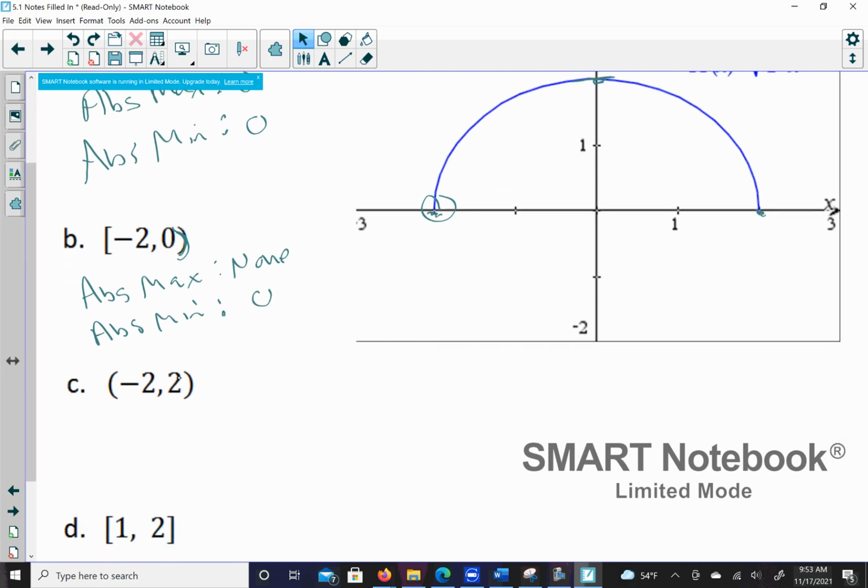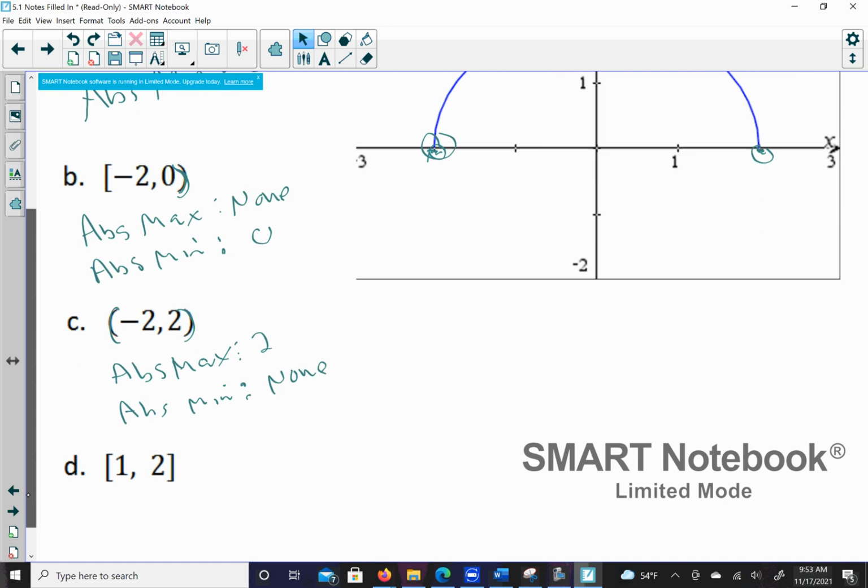On this one, I'm doing -2 to 2. This is an open interval where these points are not included, but the 0 is. So I still have an absolute max of 2, but when I go to find my absolute min, since those points are not part of my interval, I'm going to say none.